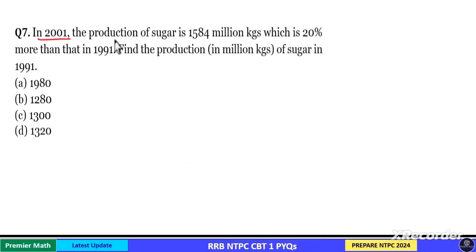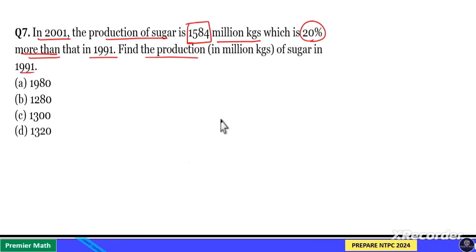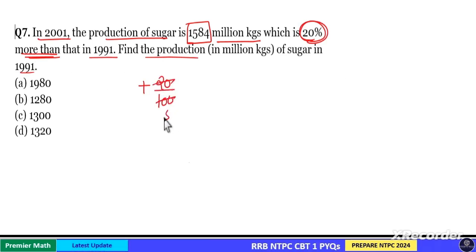In 2001, production of sugar is 1584 million kilograms, which is 20% more than that in 1991. Find the production of sugar in 1991. Here 20% more production means plus. 20% means 20 by 100. 20 goes 5 times in 100. So plus 1 by 5.